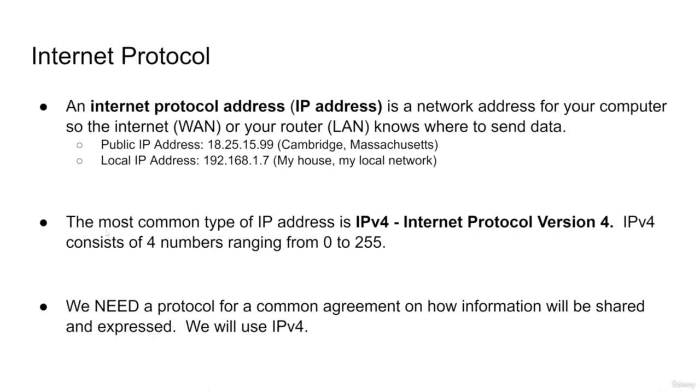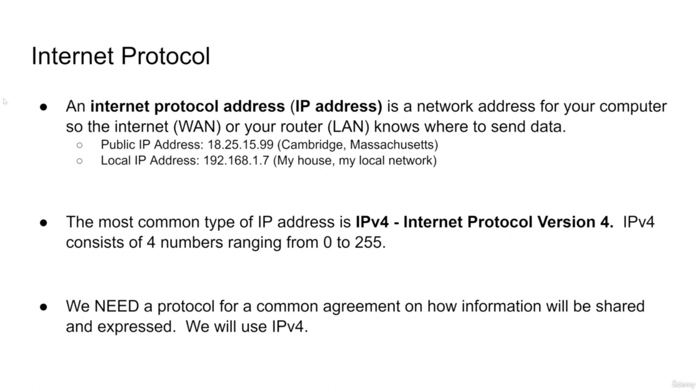Now, an important thing that we have to state is, how do we determine these addresses? Well, an Internet Protocol address, or IP address, is essentially the network address for your computer. So the internet, the WAN, or your router, a LAN, knows where to send data essentially.